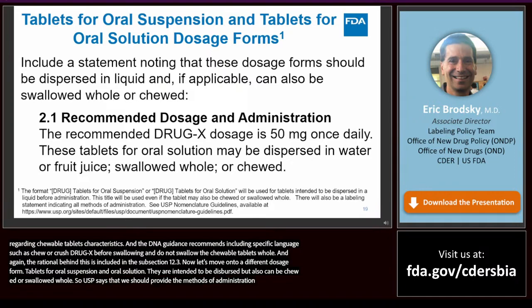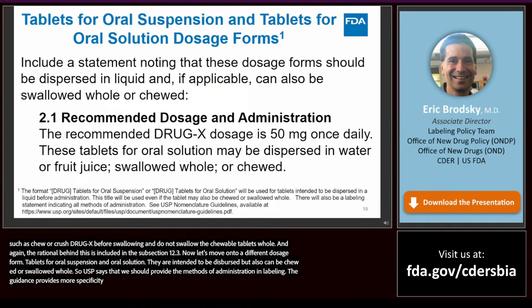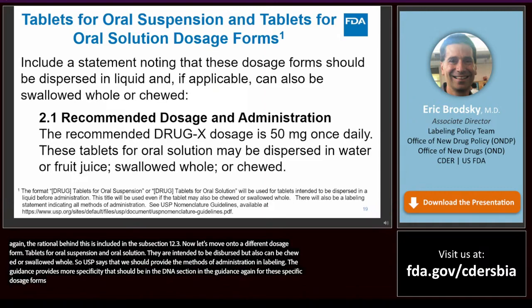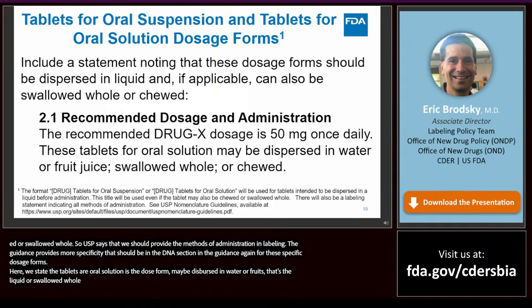The DNA section of labeling guidance provides a little more specificity for these specific dosage forms. And here we state these tablets for oral solution, the dosage form, may be dispersed in water or fruit juice, that's the liquids, swallowed whole, or chewed. So we're providing more specificity to the healthcare practitioner about how these products can be administered.